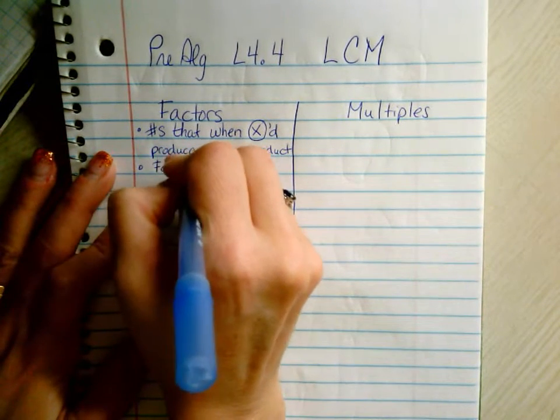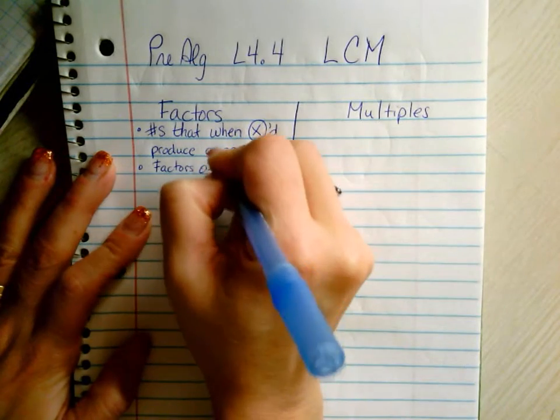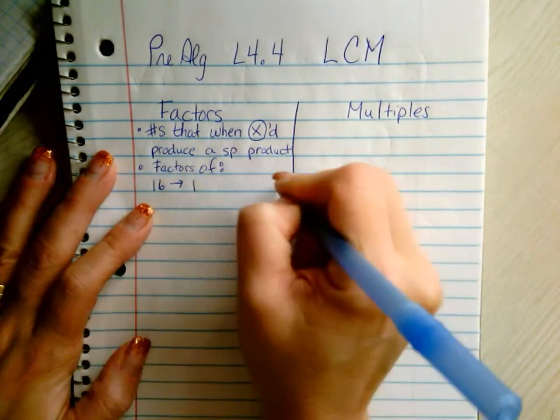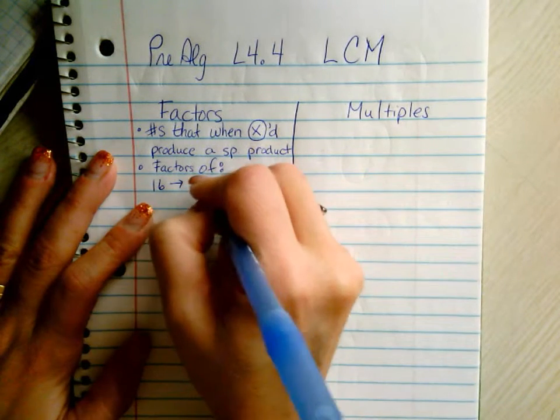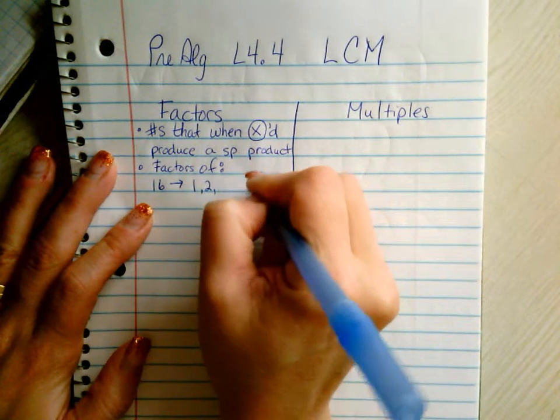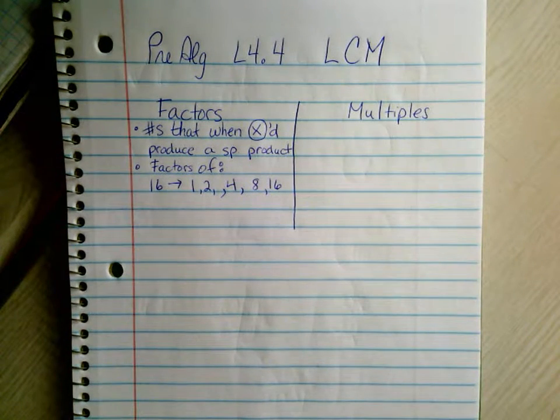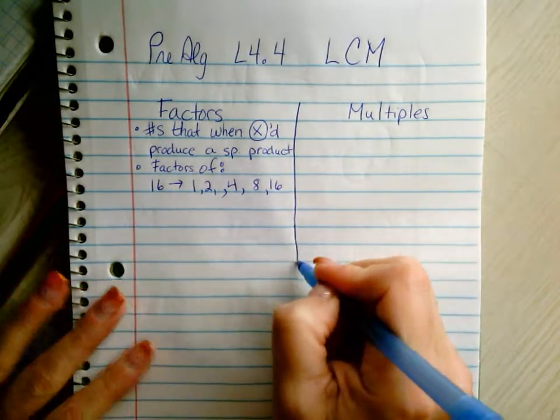Factors of, let's just say, 16. 1 and 16, 2 and 8, 4 and 4. Those are the factors of 16. Would you agree with me? Okay, hopefully I didn't skip anything.